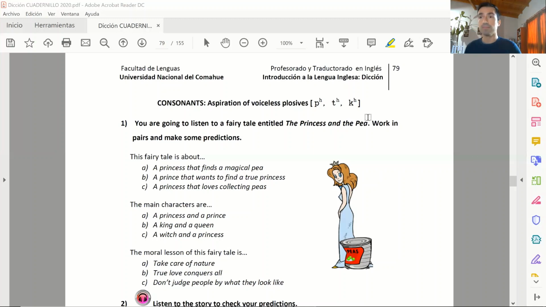All right, so in English, these sounds, in some contexts, are aspirated, but in some others, they are not. In Spanish, they are not aspirated, okay? So in Spanish, we will never move the sheet of paper, but in English, in some context, we should move the sheet of paper, all right?